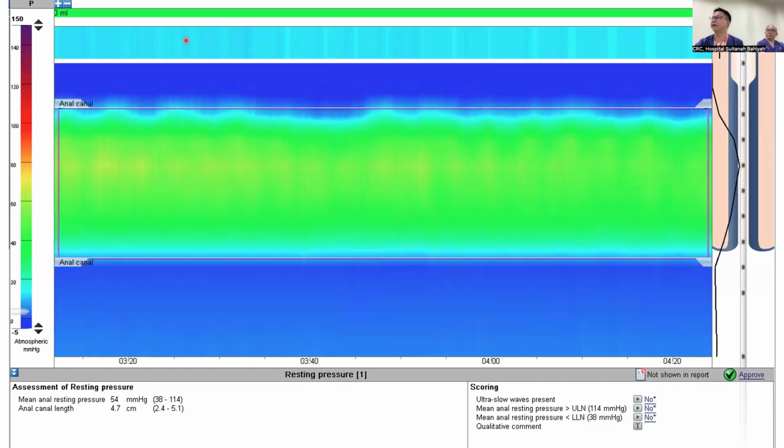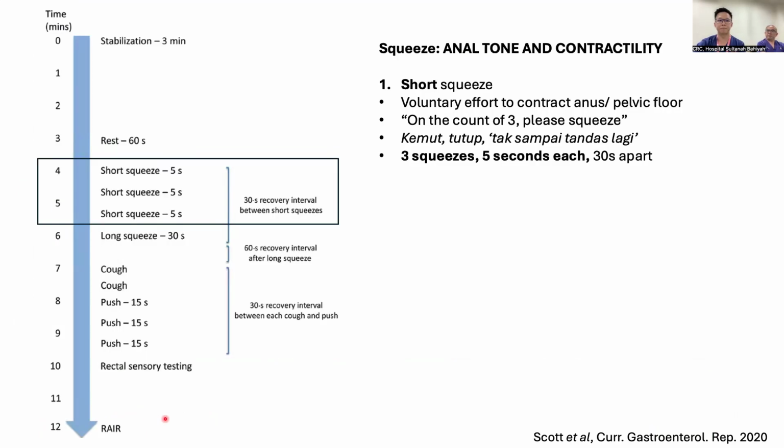And what you're looking for is the anal tone. This is exactly the same picture as I showed you earlier on. What you're looking for is the resting baseline pressure. You can see over here the mean anal resting pressure, which is 54 millimeters mercury, which is within the normal range of the Laborie system, and the anal canal length of 4.7 centimeters, again within the accepted normal range of the Laborie system.